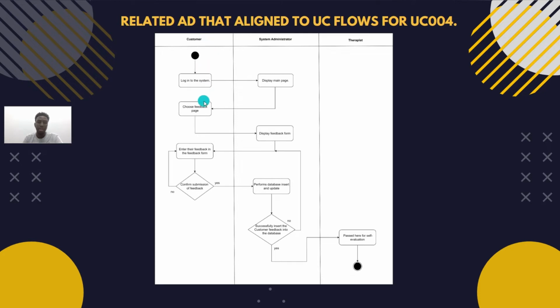This is the related diagram, the activity diagram of the system. First, the customer logs into the system, then it displays the main page, then the customer uses the feedback option, and when you choose feedback, it displays the feedback form. Then the customer enters the answers. If the answer is yes, confirm, then the database and system administrator will accept it. If there is no, they go back to the feedback page.